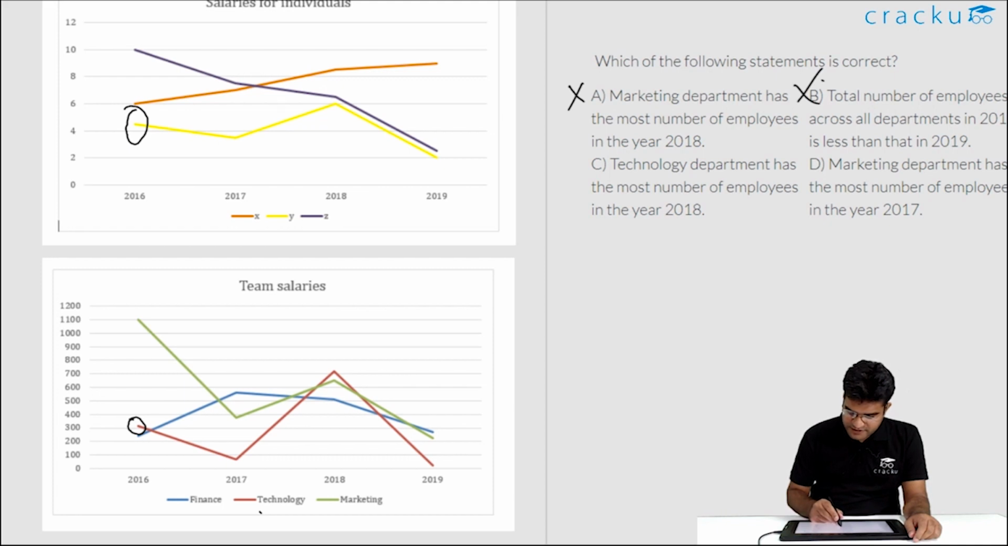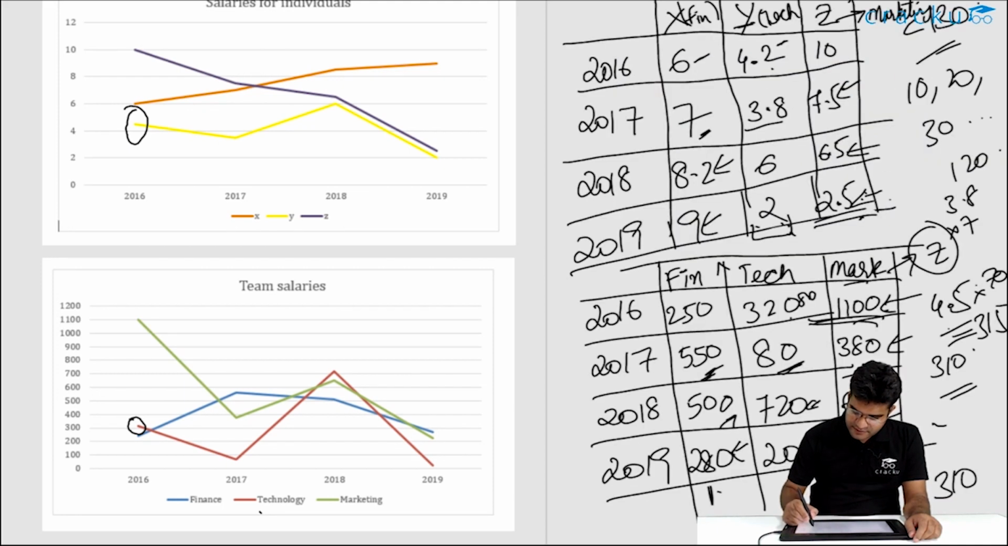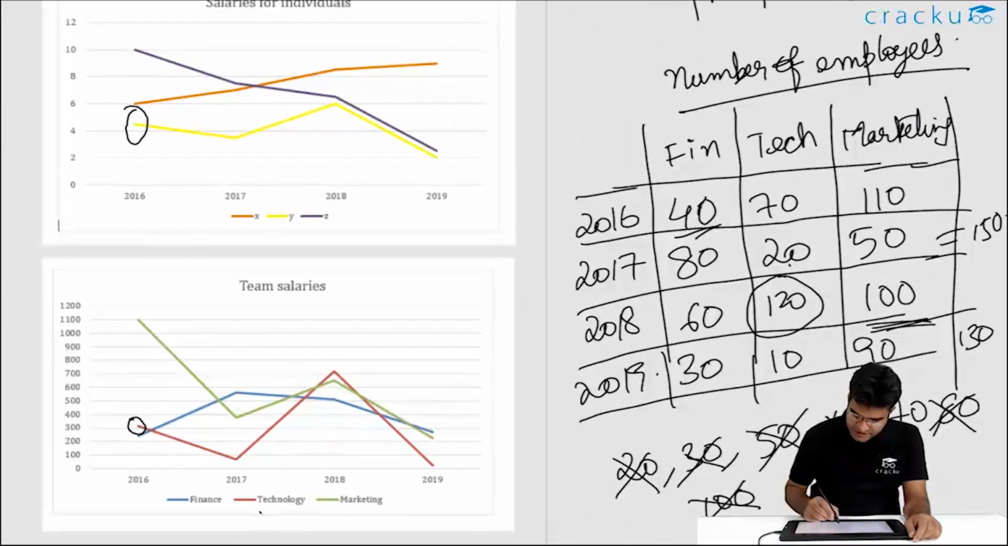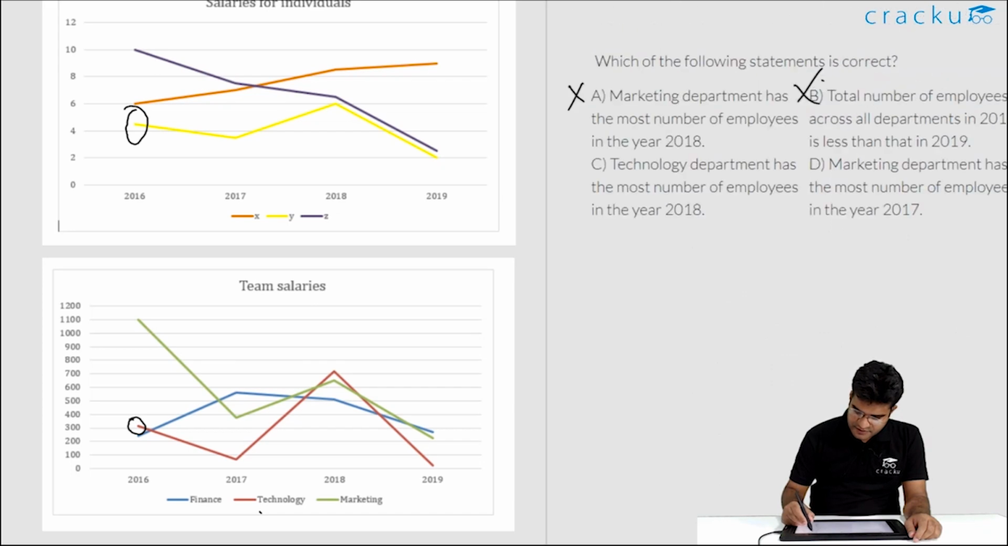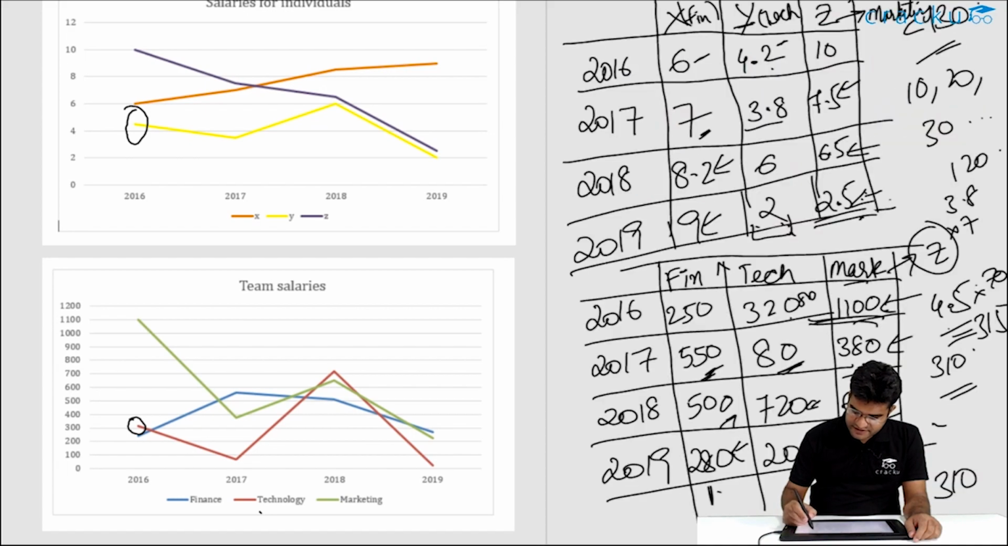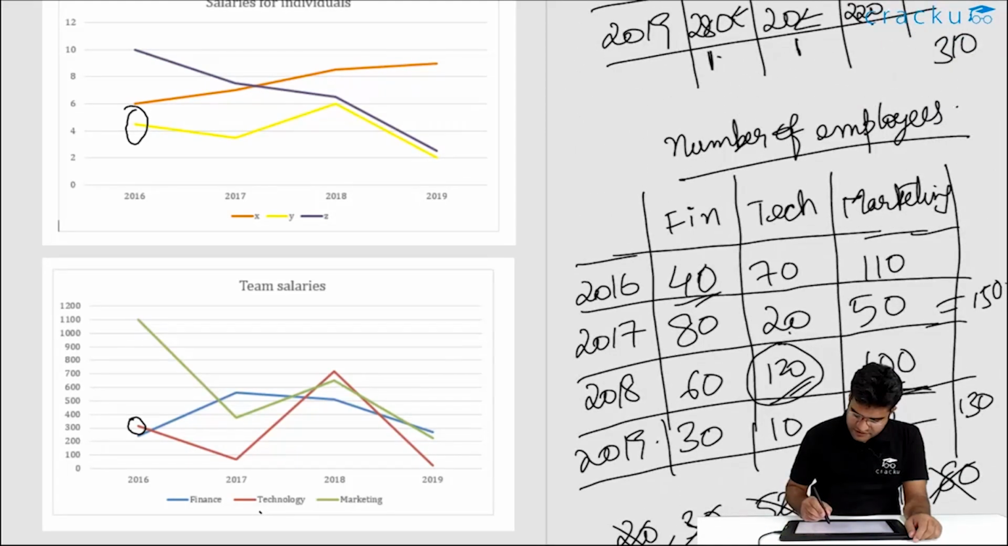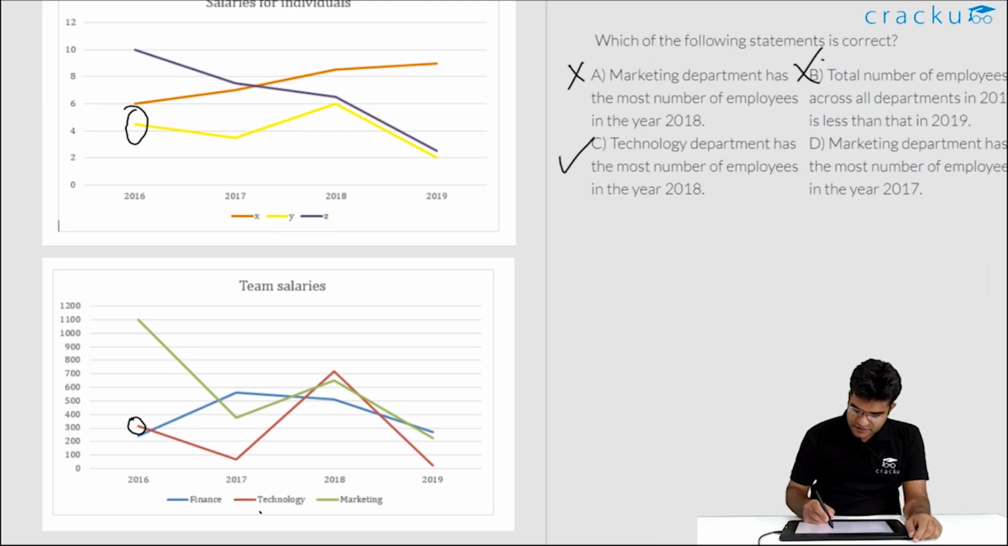If you look at the third one, technology department has the most number of employees in the year 2018. In 2018, technology, we have just found out, has the most number of employees. So this is correct. The last one is marketing department has the most number of employees in the year 2017. If you come down in 2017, the answer is finance. 8 is the maximum in this year. So option D is also wrong. Therefore, the correct option is option C.